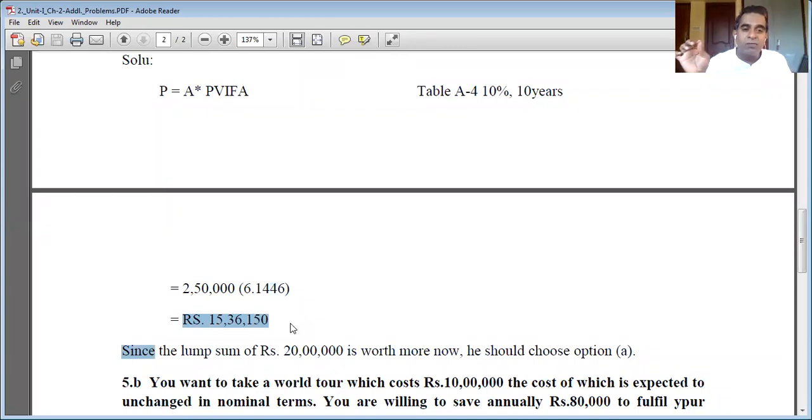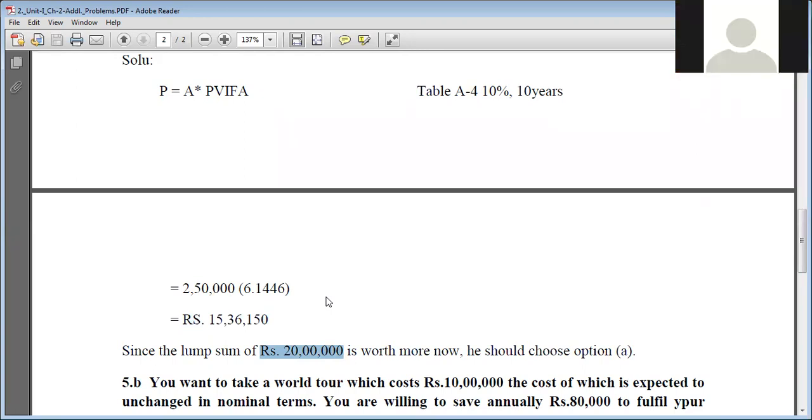15,36,150. So the present value of the annuity, option B, where the employee will receive 2,50,000 rupees each year for 10 years, if you convert its future sum into present, its present value is only 15,36,150. So when you compare that with option A of 20 lakh rupee lump sum, which option is greater or better? Option A, sir. Option A.